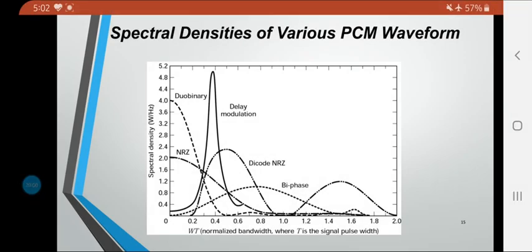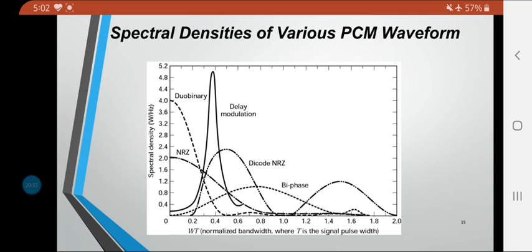Moving on to the next topic, which is spectral densities of various PCM waveforms. We are trying to plot the spectral characteristics, wherein we want to consider bit synchronization capabilities, error detecting capabilities, noise immunity, interference, cost and complexity of implementation. All these things can be put in a single plot, which is the spectral characteristics of the different PCM waveforms that we have seen so far.